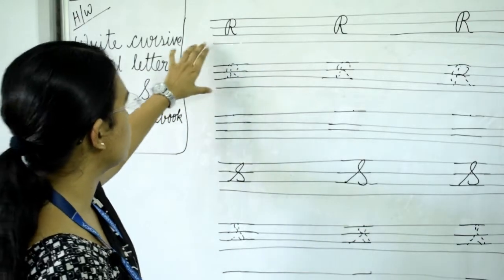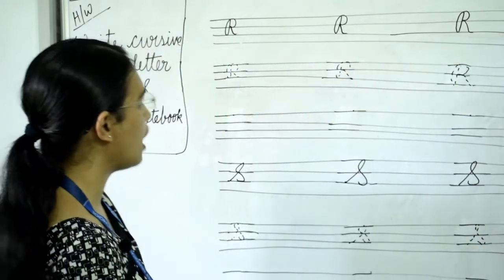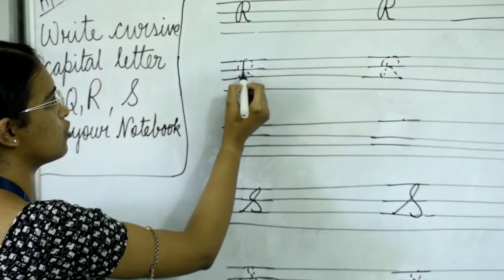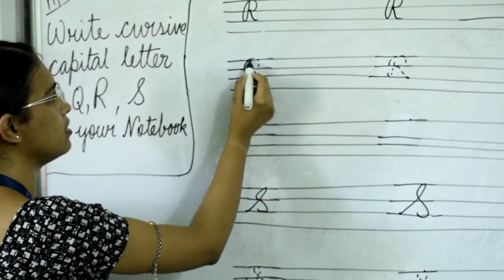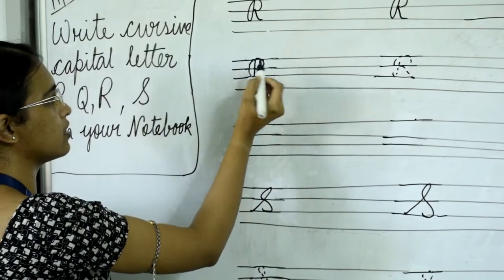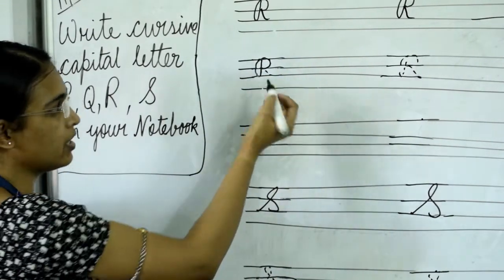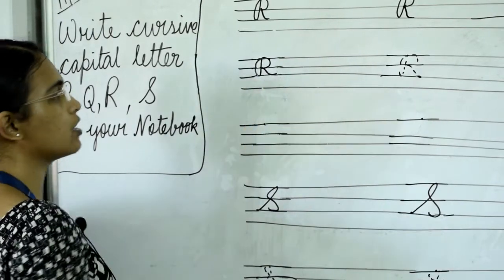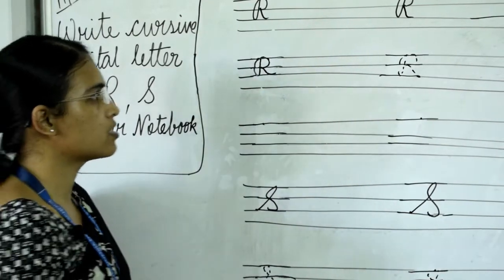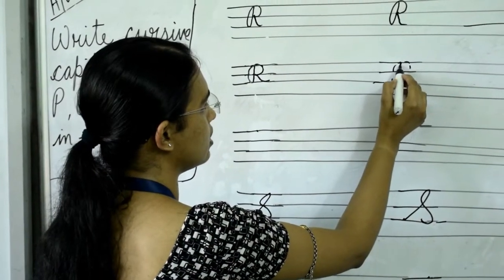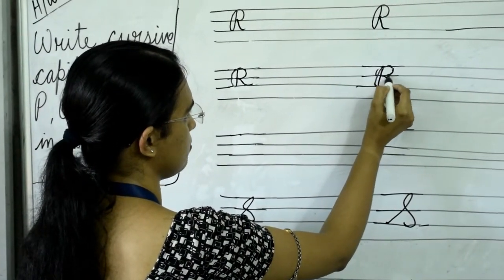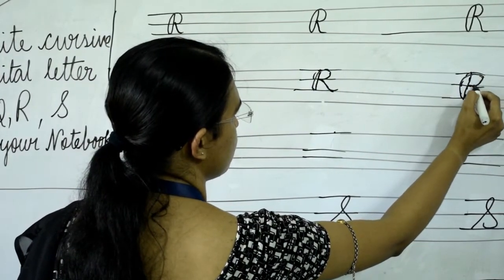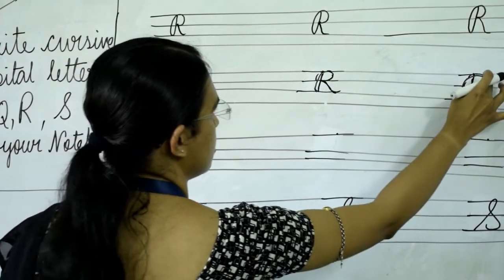So first one is R. How will you write cursive capital letter R? You have to start from here, draw a straight line, then a curved line, then make a half circle like this, like the P. Then from here you have to draw a curved line again like this. This is cursive capital letter R.